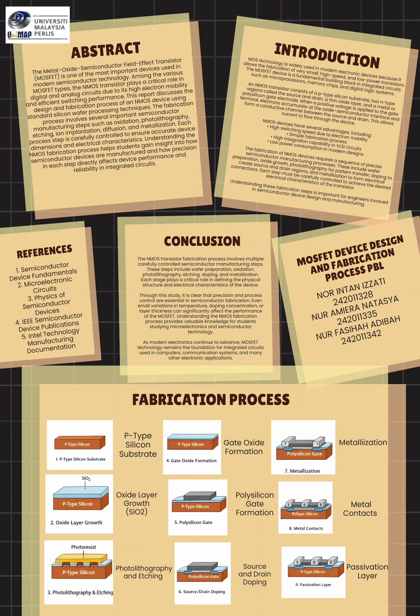The next step is source and drain doping, where impurities are added to create n-type regions. After that comes metallization, where metal layers are deposited to allow electrical connection. Next, metal contacts are formed to the source, gate and drain terminals. Finally, a passivation layer is added to protect the device surface from contamination and damage.